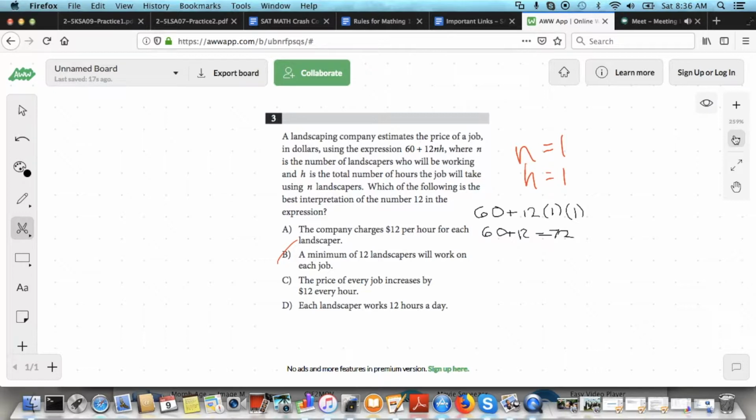Why D, William? Well, pretty much, it says H is the total number of hours the job will take. So, obviously, each landscaper works 12 hours a day. Doesn't make sense, because it could always change with the variables that we can plug into the equation. Yeah, it's really obvious. We plugged in a 1 for H, right? And it's fine. It's an acceptable possible value. So it doesn't have to be 12 hours per day. It worked with 1, so B and D are gone. Basic logic, eliminate answer choices, okay?